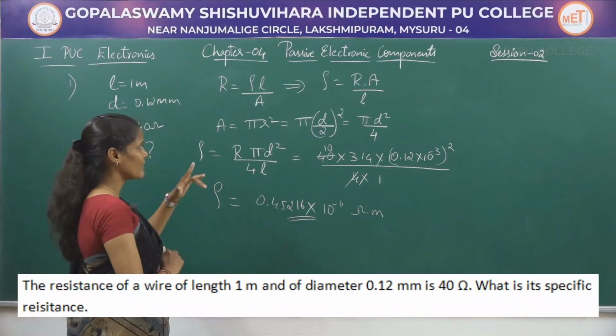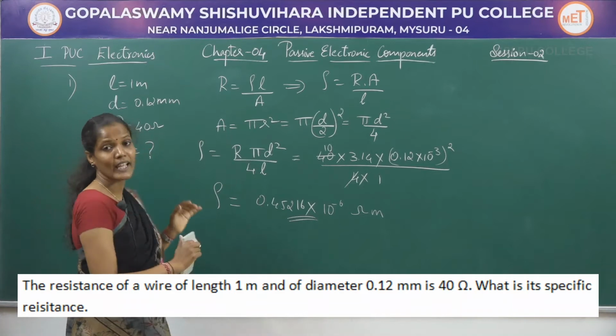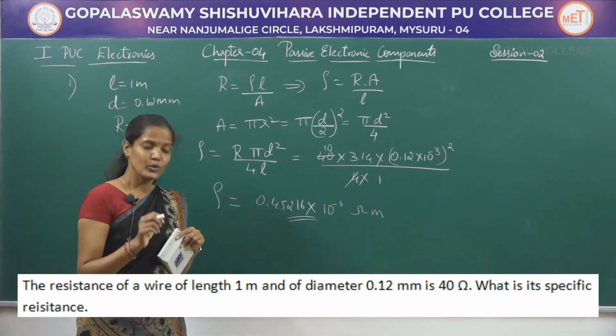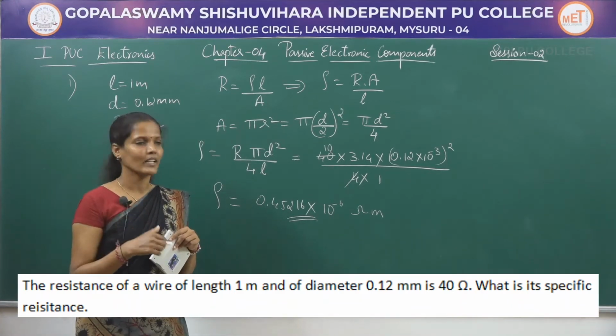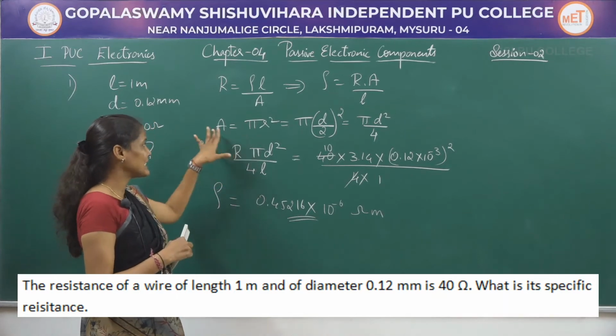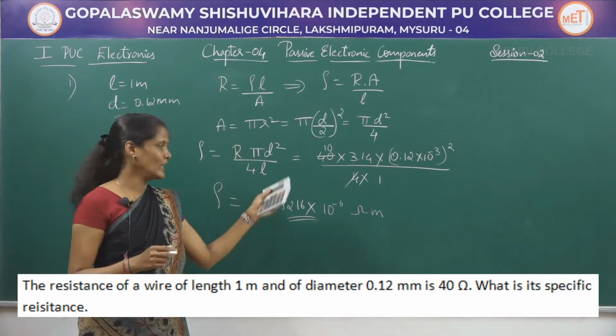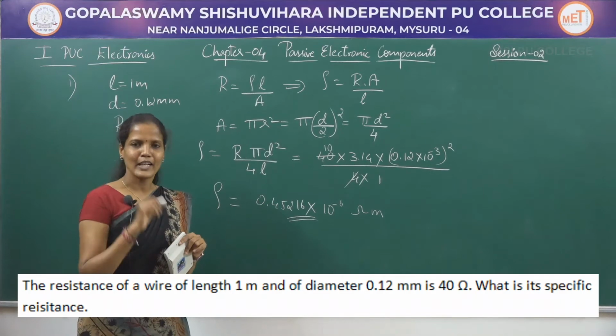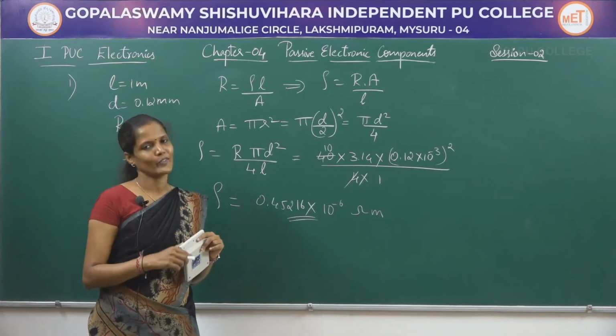So, in this problem they have not given the area directly, but they have given the diameter. So, using the formula of the area of a circle, you have to calculate A and then substitute its value in the formula. Clear? Now, we will move on to one more problem of the same topic.